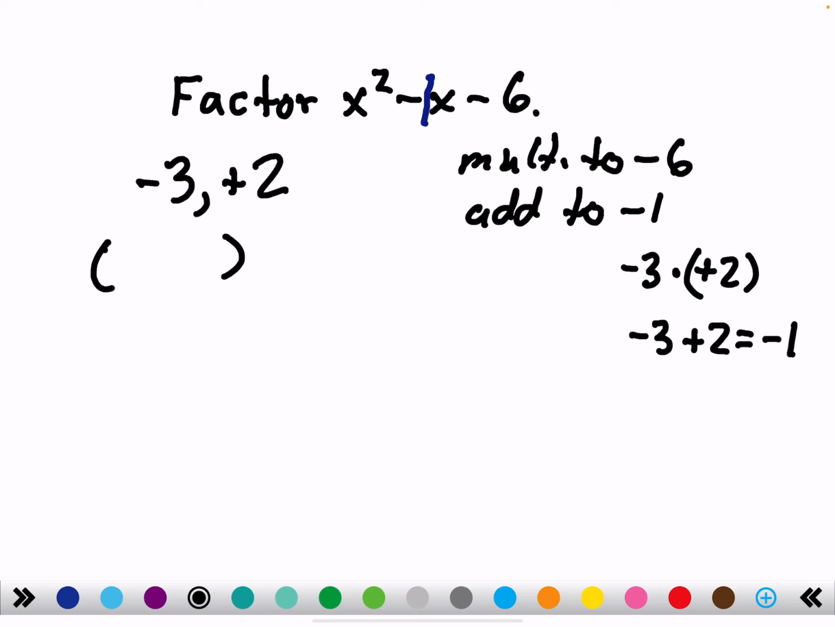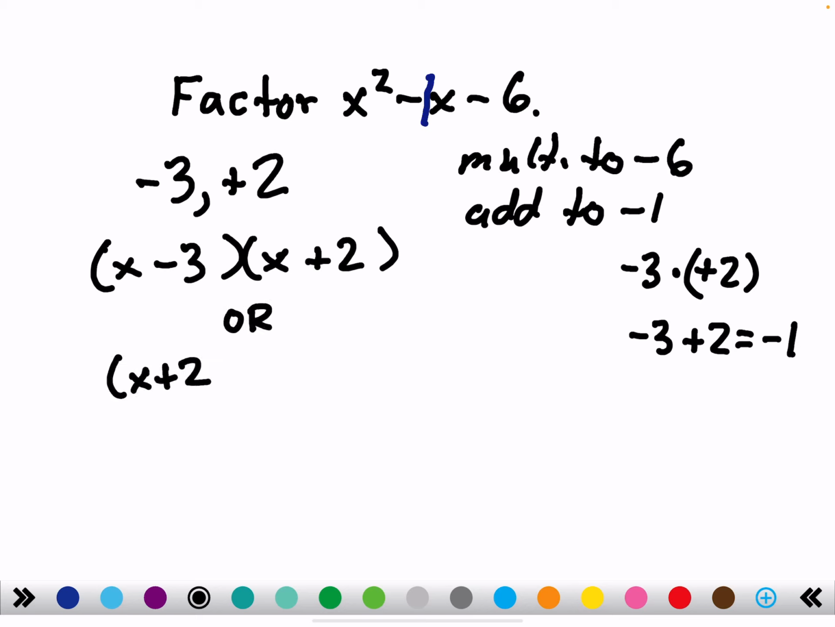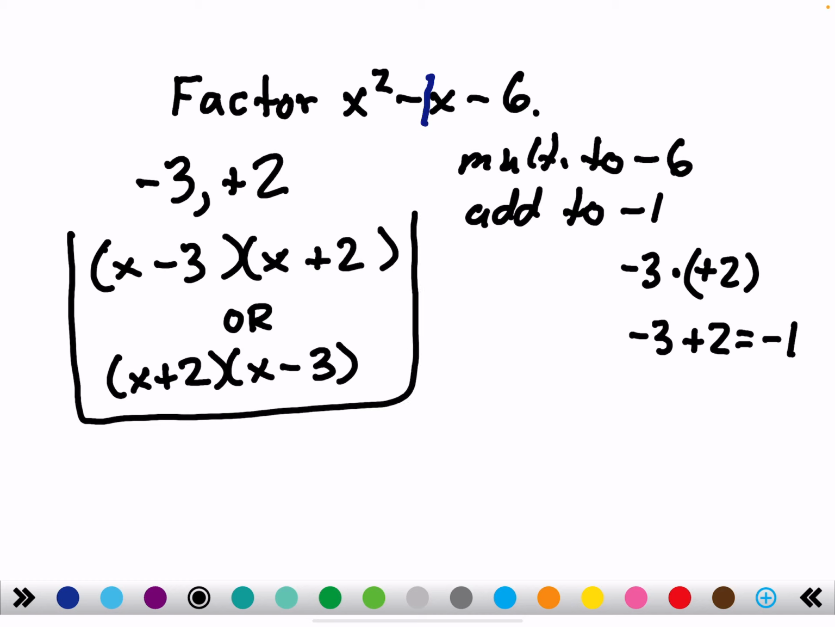So we form our pair of binomial factors. First we start with x, because x times x is x squared, then -3, +2. So there's one form of the correct answer, or this could be written as x plus 2 times x minus 3. And both of those are equally correct answers.